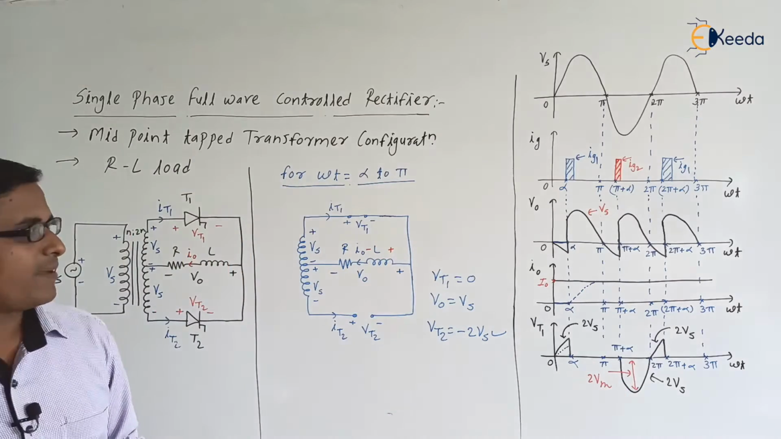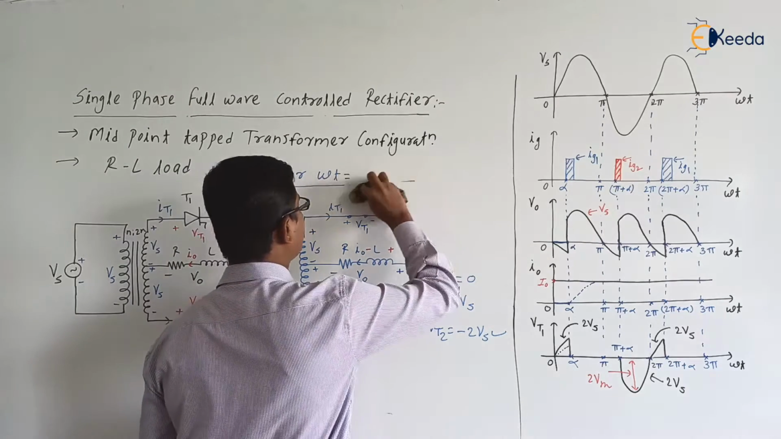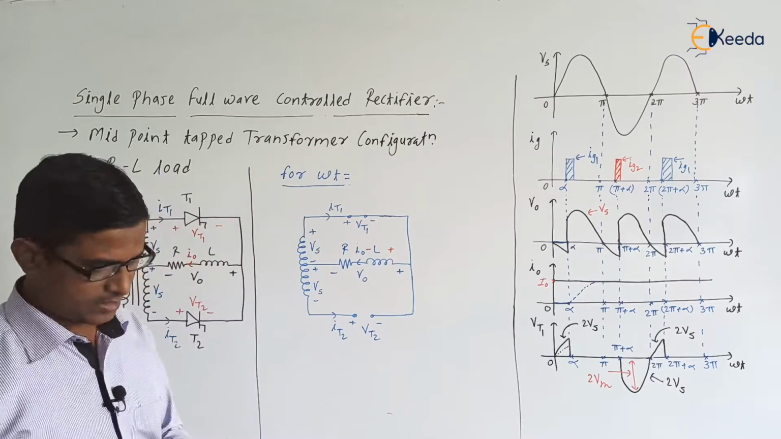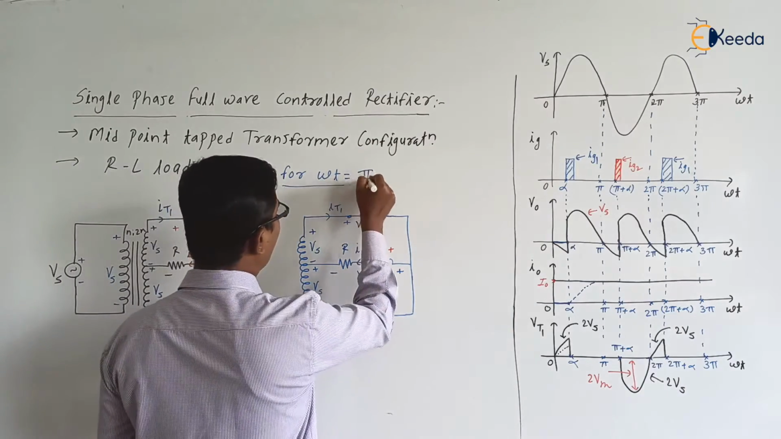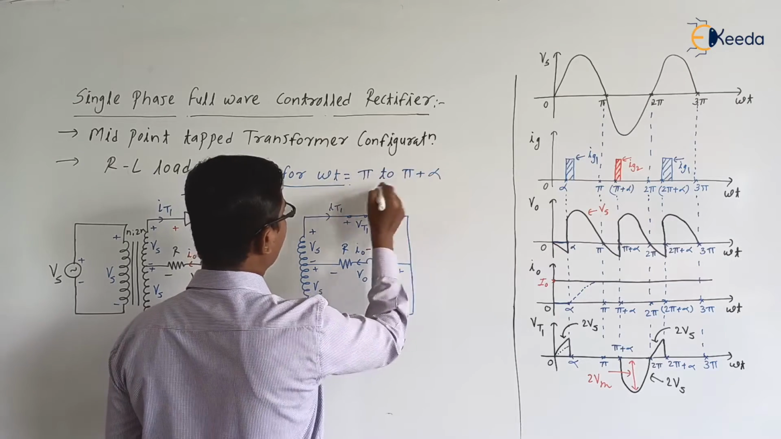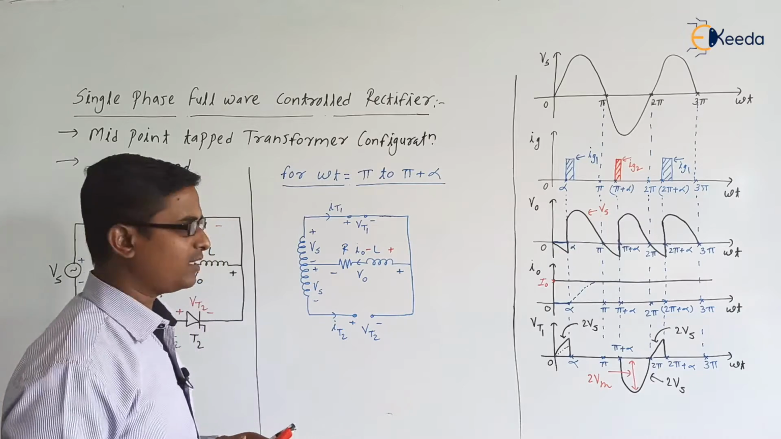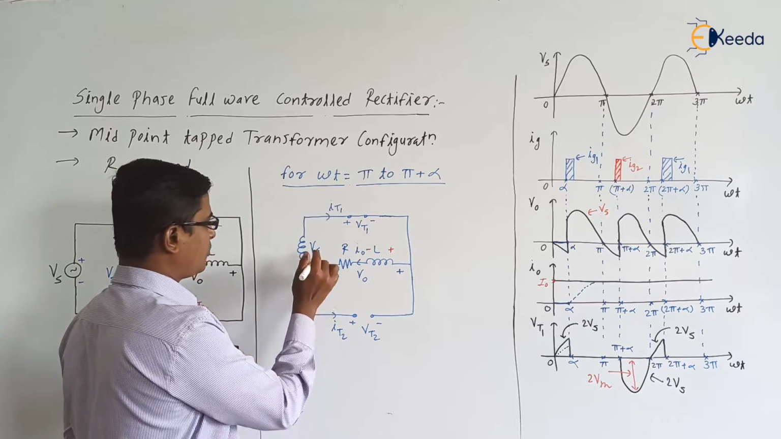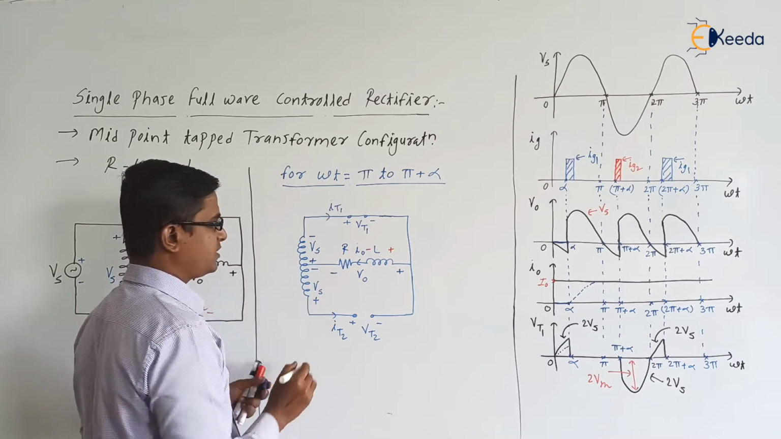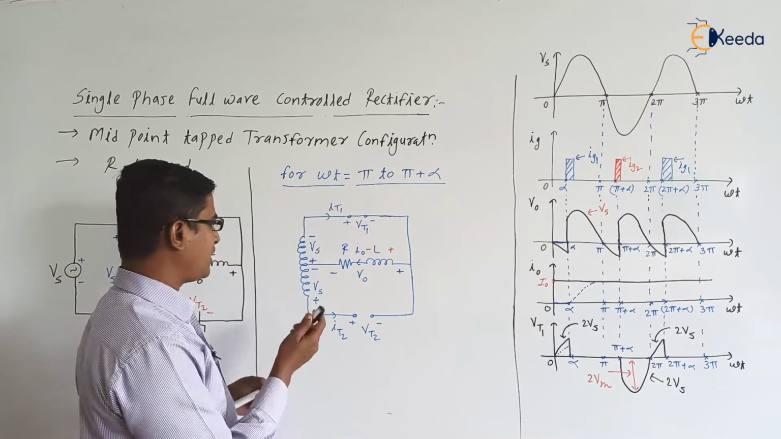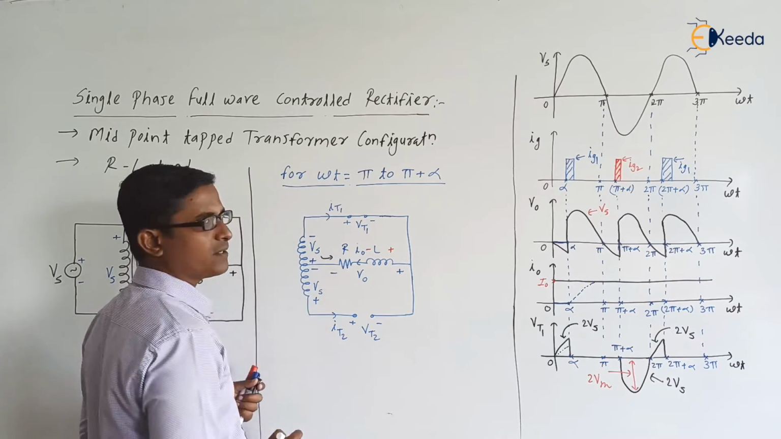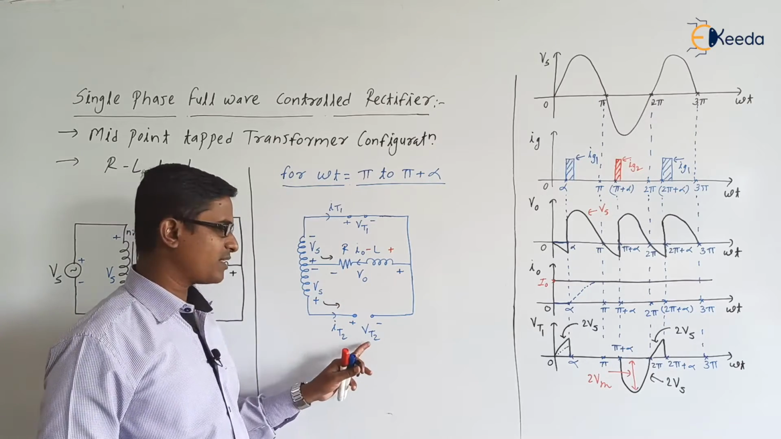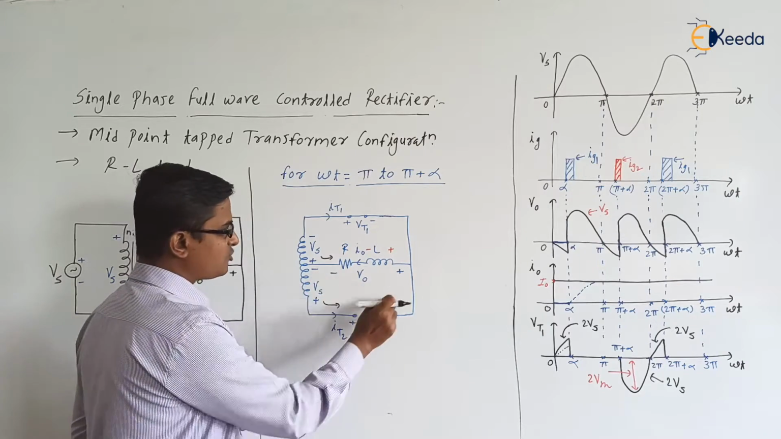Next, after pi, that is from pi to pi plus alpha, what will happen? Let us discuss. From omega t is equal to pi to pi plus alpha, supply voltage is reversed, right? Because Vs is negative. So polarity will be minus here, plus here. This supply voltage will try to circulate current in this direction. But during pi to pi plus alpha, whether we applied the gate signal to thyristor T2? No. So therefore current in this loop will be 0.